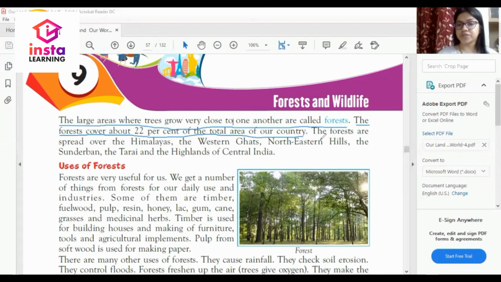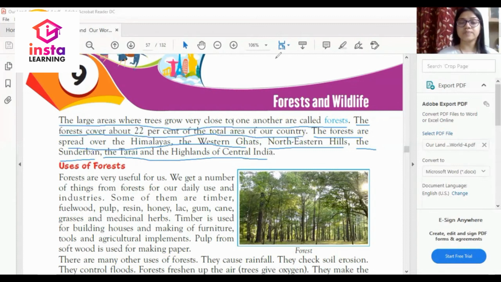So the forests are spread over the Himalayas, the Western Ghats, the northeastern hills, the Sundarbans, the Tarai and the highland of central India. कहाँ कहाँ पर फैला हुआ है ये? The Himalayas, the Western Ghats, northeastern hills, the Sundarbans, the Tarai, the highland of central India.